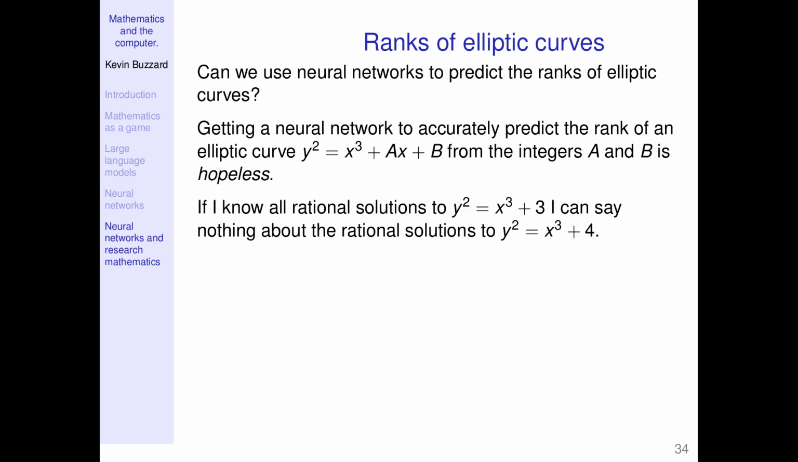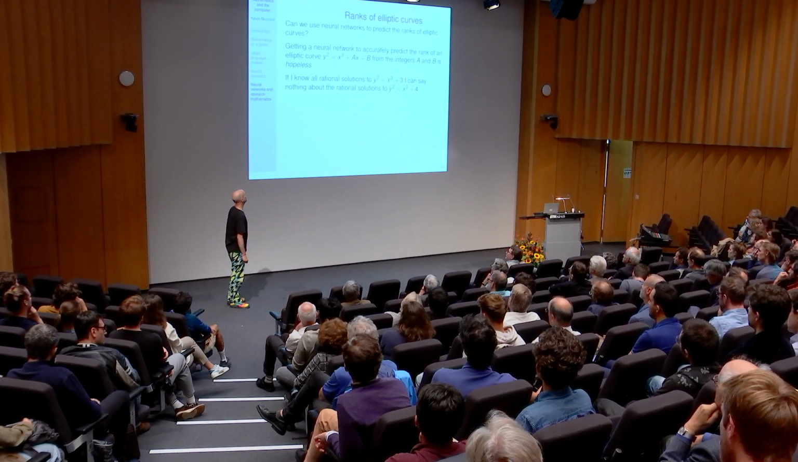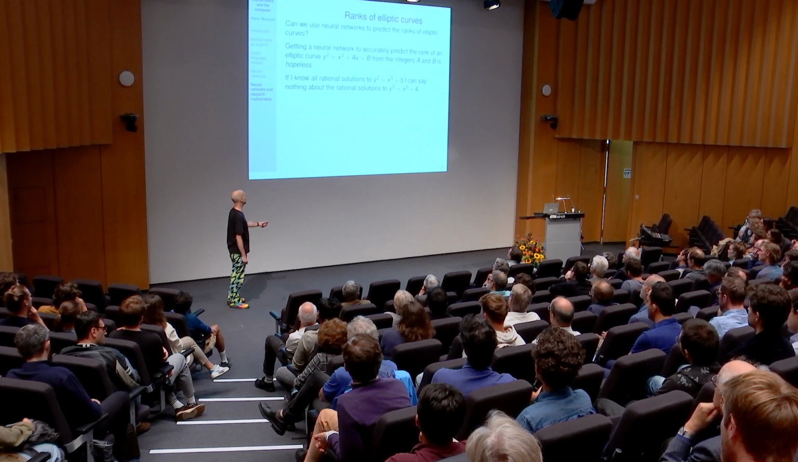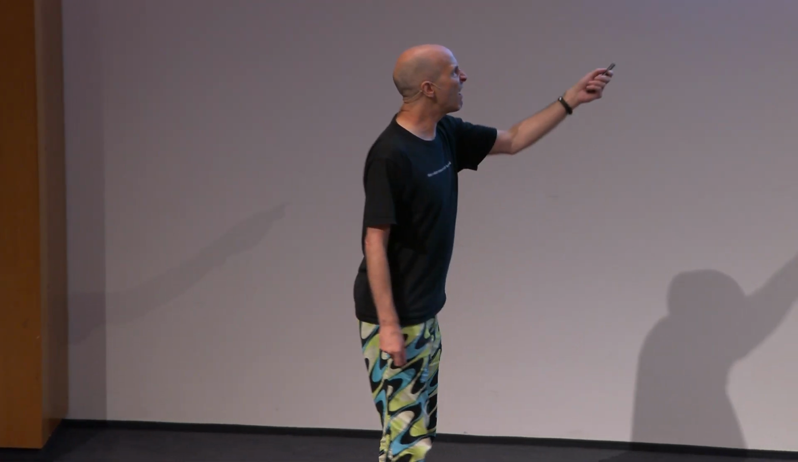So you can see that if you change A and B a little bit, the real solutions will only change a little bit, right? The graph will only be slightly deformed. So maybe topological questions might be stable. But if you know all the rational solutions to this equation, then you know nothing about the rational solutions to this equation. You can multiply both sides by 4 over 3, and then we could change y by the square root of 4 over 3. But the problem is that's not a rational number. So the rank is a highly unstable function of A and B.